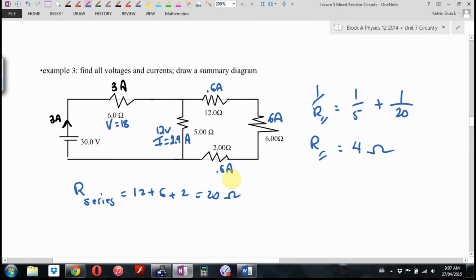You know what? I know the voltage drops in each of those too now, because I can go I times R. In that top one, it's going to be 0.6 times 12, 7.2 volts. Double check me.